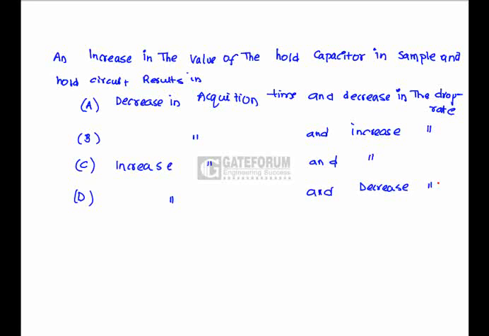Here the question is, an increase in the value of the hold capacitor in the sample and hold circuit results in: option A, decrease in acquisition time and decrease in drop rate. Option B, decrease in acquisition time and increase in the drop rate. Option C, increase in the acquisition time and increase in the drop rate. Option D, increase in the acquisition time and decrease in the drop rate.